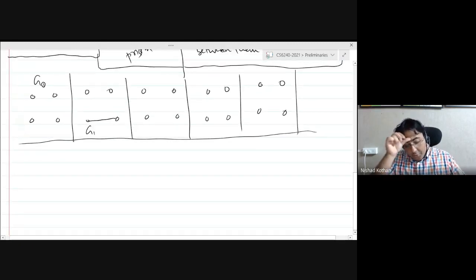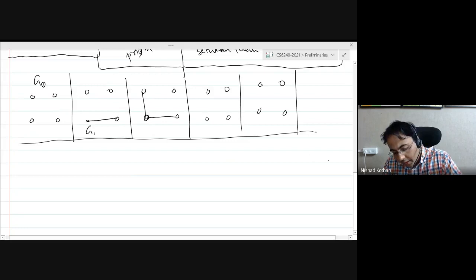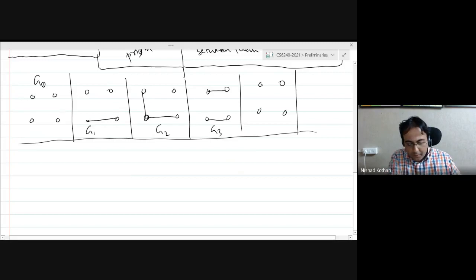Okay, if you have two edges, then the situation becomes a bit more interesting, right? Because either the two edges are incident at a common vertex, or they are not incident with a common vertex. Okay. So this is G2, and well, we're going to call this G3. It doesn't matter. Okay. So far we have all the graphs with up to two edges.